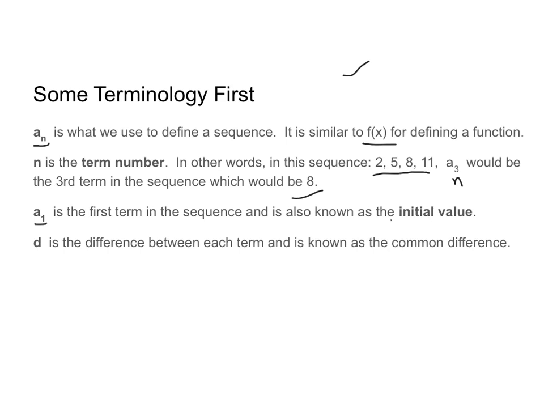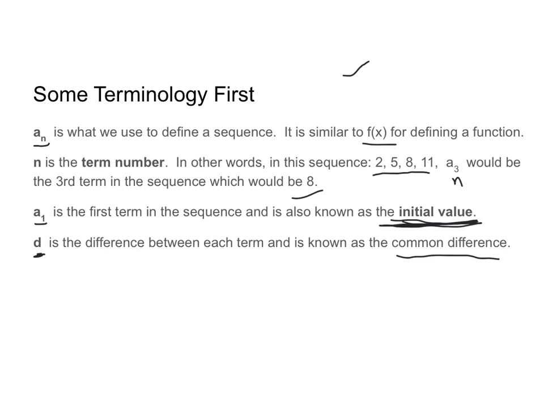There's a special term for that, which you learned about in the first week or two of e-learning. We call that first term the initial value. And then the other thing we need to know is d. We use d to define the difference between each term. So if I'm adding 3, then d would be 3. If I'm subtracting 5, then d would be negative 5. We call that the common difference, the difference between each term. These things are all used in what's called the explicit formula, which is just the formula to find terms in a sequence.